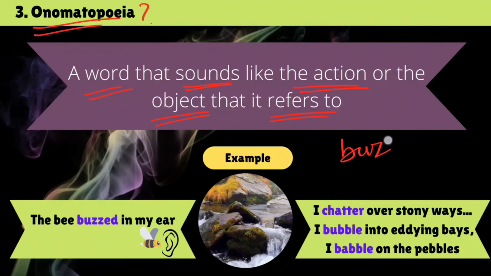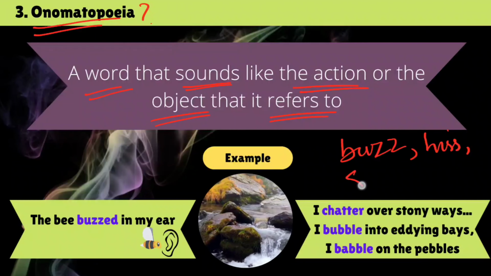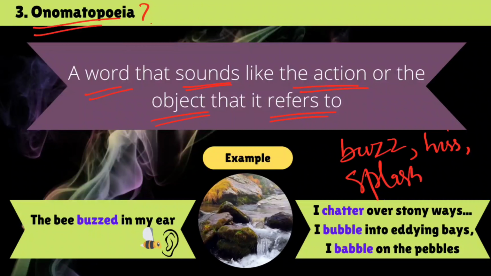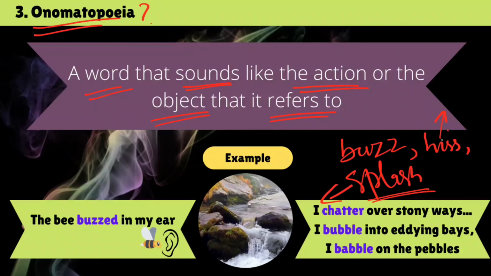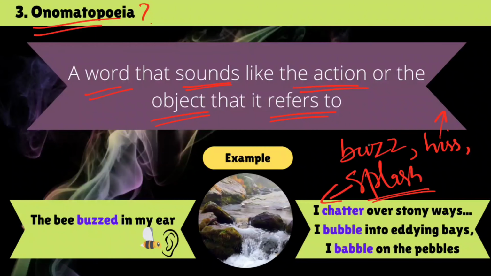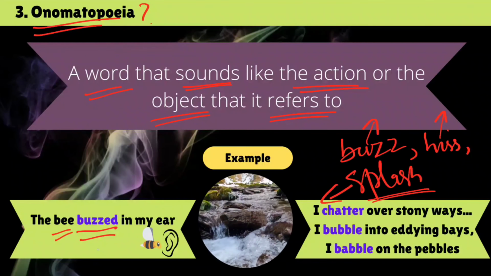Buzz, hiss, splash, right? So splash is associated with water, hiss is associated with the sound of the snake, and buzz is actually the sound of the bee. As you can see here, the bee buzzed in my ear. So this word buzz is actually the onomatopoeic sound, right?